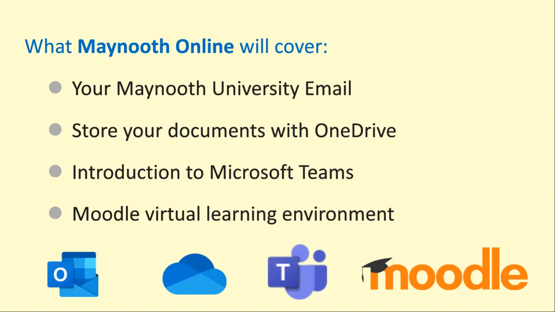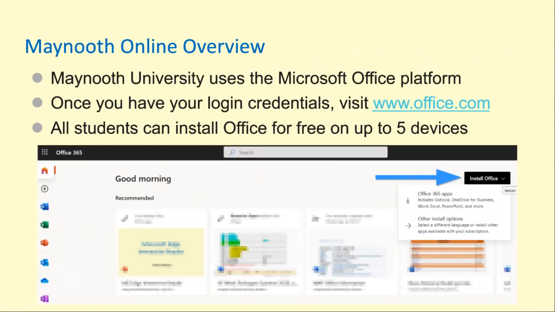So onto your Office or your Maynooth Online. Maynooth University actually uses the Microsoft Office platform. So you might hear Microsoft 365 or Office 365. All these names are interchangeable. So once you have your login credentials, if you haven't got them already, go to www.office.com, sign in using your firstname.surname.year@mumail.ie, and then use your password. You can actually install Office for free on up to 5 devices.